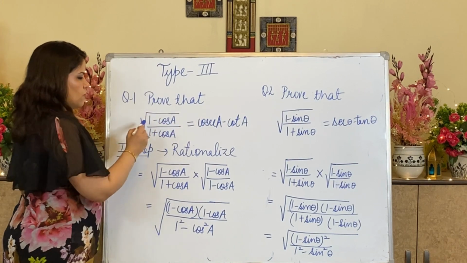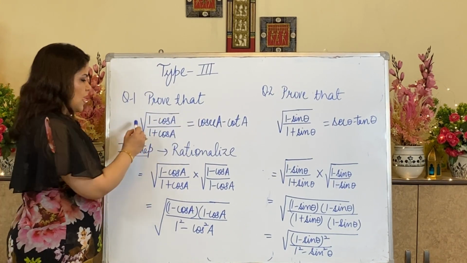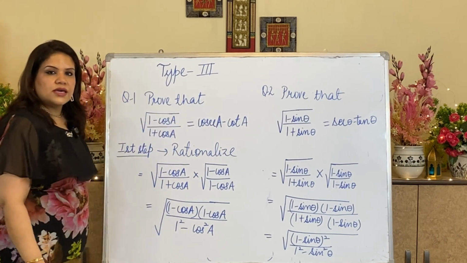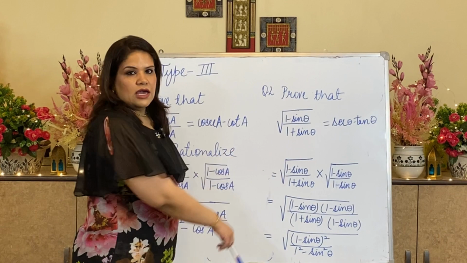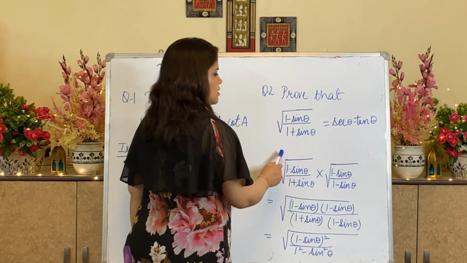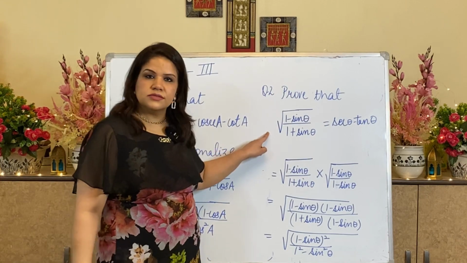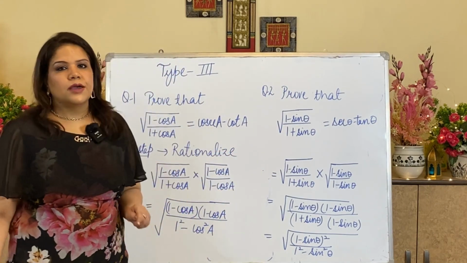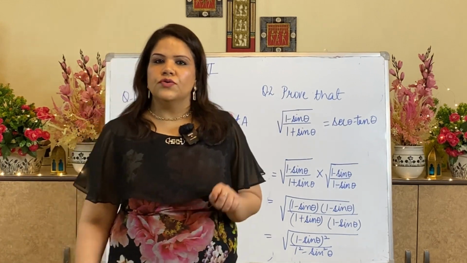Prove that 1 minus cos A upon 1 plus cos A, and it is under a square root sign. Here also you can see, this is my second question, 1 minus sin theta upon 1 plus sin theta, and it has a square root. In such type of questions, my first approach will be to rationalize.